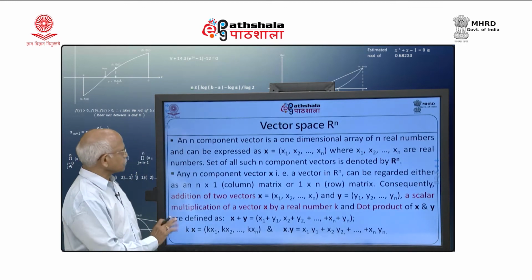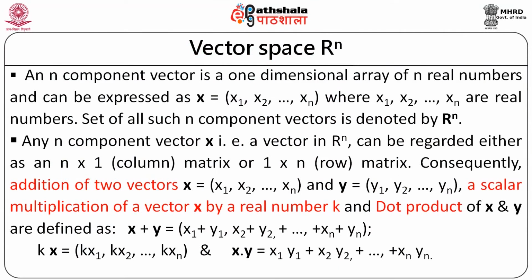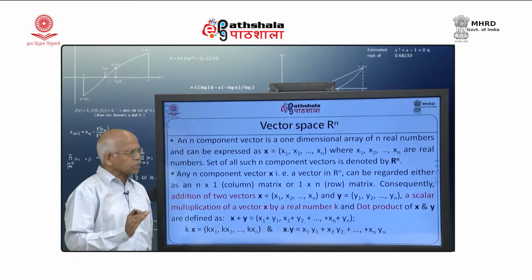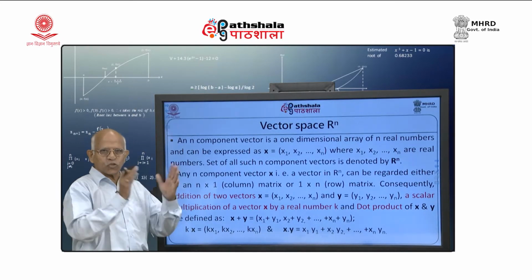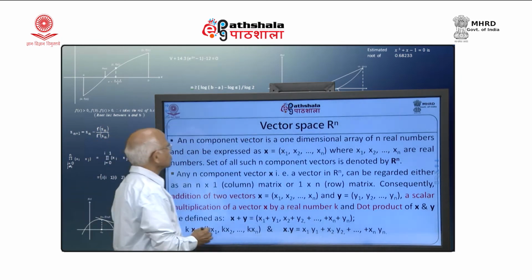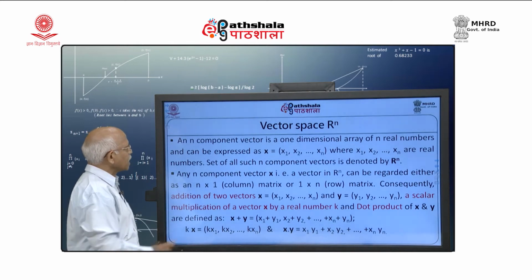All right. Now, we are talking about vector spaces. An n component vector is a one dimensional array of n real numbers and can be expressed as x bar equal to x 1, x 2, x 3, up to x n, where these are real numbers, and the set of all such n component vectors is denoted by R n. I am restricting my definition; I am not taking a general definition of vector space, I am taking vector space R n only. That means I am taking n dimensional vectors.